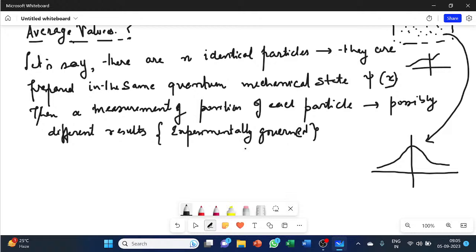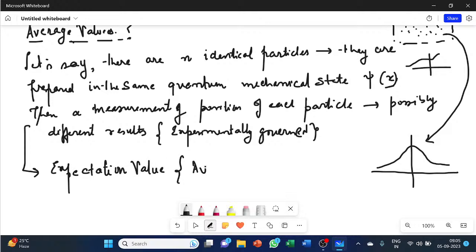So what is the way ahead? The way ahead is to take the expectation values. This is something that we are going to see later on, but we have to take expectation values or averaged values, and we'll see how to take this average.